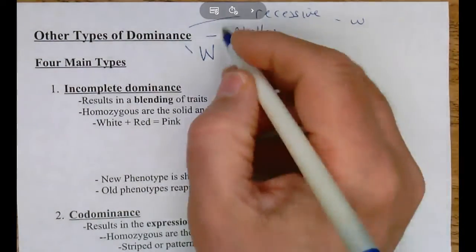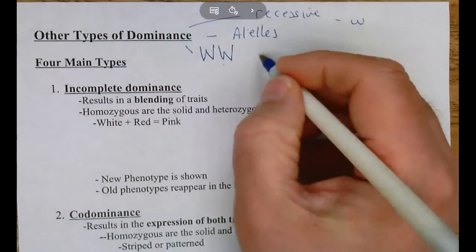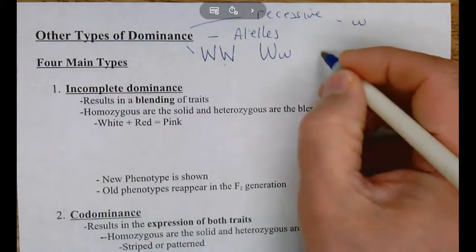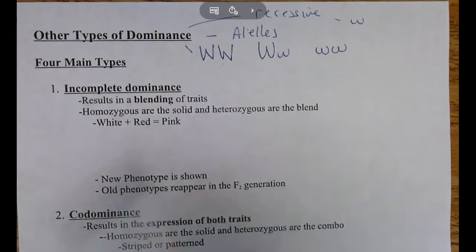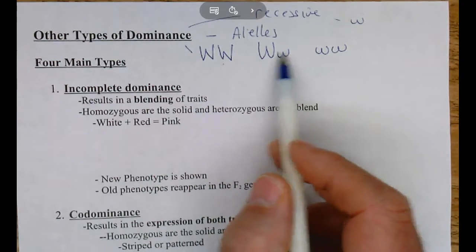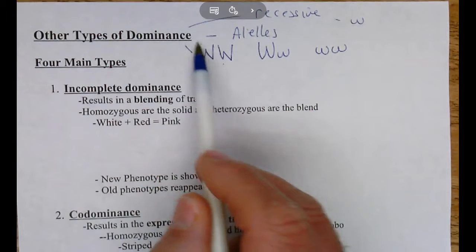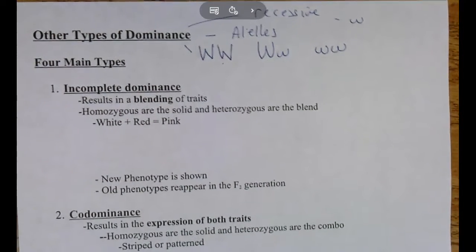So we can have two capital W's, homozygous dominant. We could have a capital W and a lowercase w, which would be heterozygous. And then we can have two lowercase w's, which are called homozygous recessive. Homozygous just refers to the same: same recessive allele, or for homozygous dominant, same dominant allele. Heterozygous tells us we have two different alleles. But the thing to remember about dominance and recessiveness is that whenever we have the dominant allele, whatever that trait is, it's expressed. And that's not always the case.